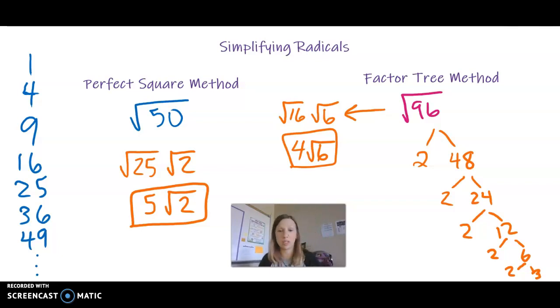Now, what do I do with all these numbers? The only numbers we're going to use are the numbers at the ends of the branches, okay? That's these ones here. I'm not going to use any of these other numbers. So basically, I'm only using the prime numbers, okay? I need to circle any pairs that I have.